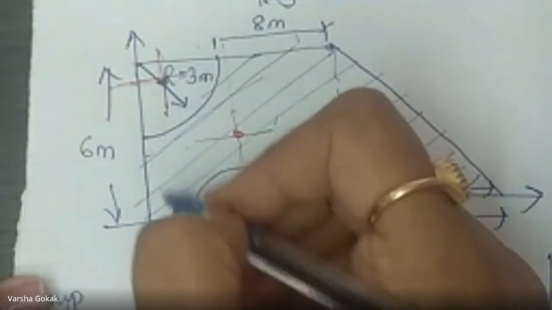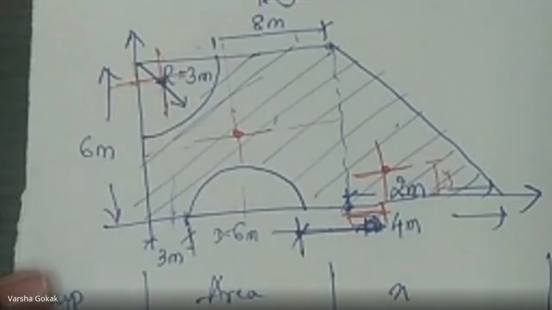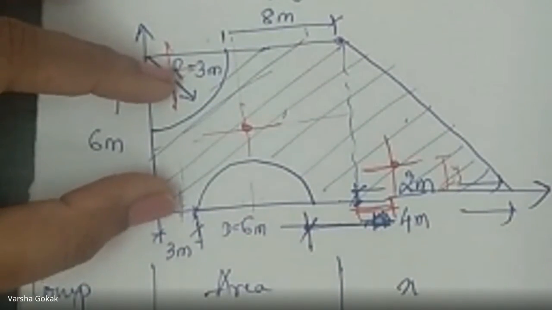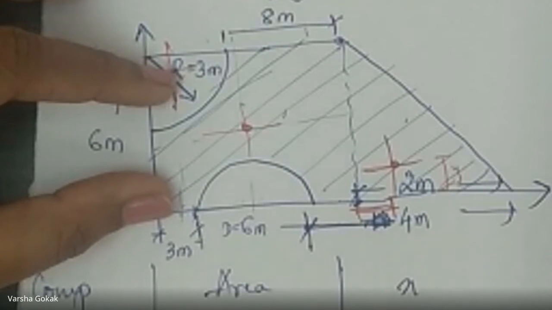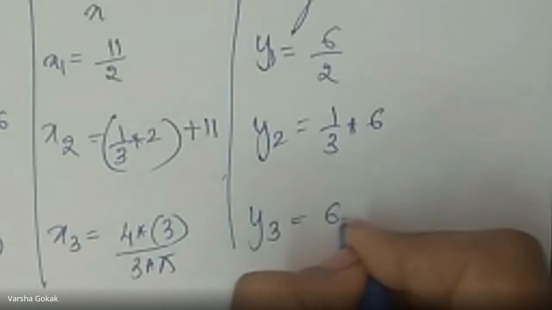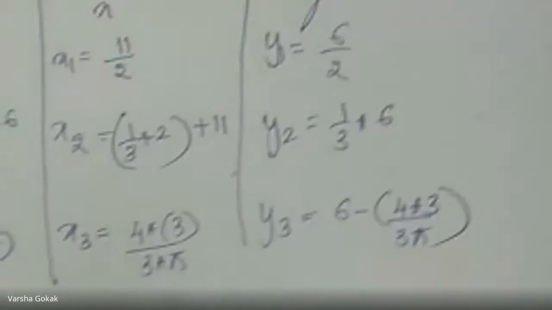This is the CG and this is our reference axis. I need this distance now, Y3. Quickly, somebody tell me what is this distance from centroid to the reference axis. How much is Y3? 6 minus 4r by 3. Correct. Y3 is going to be 6 minus 4r by 3 pi.